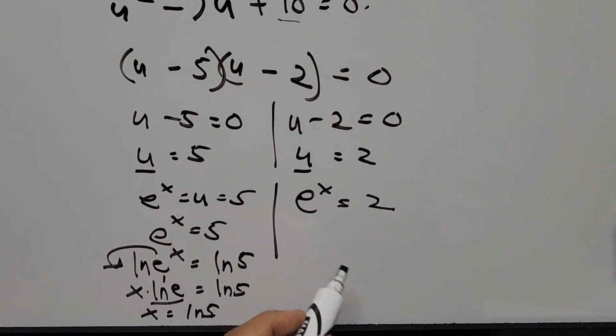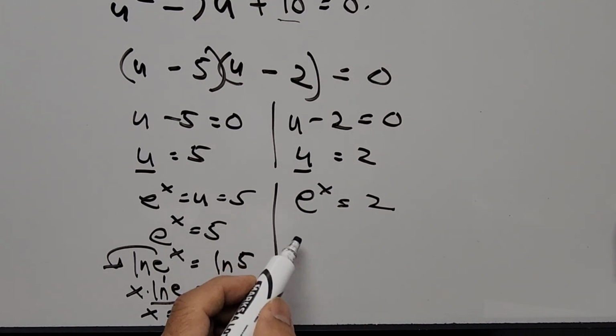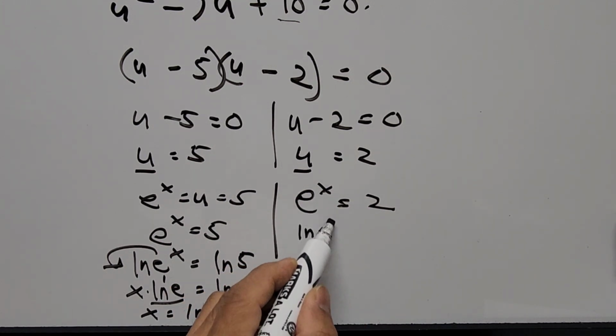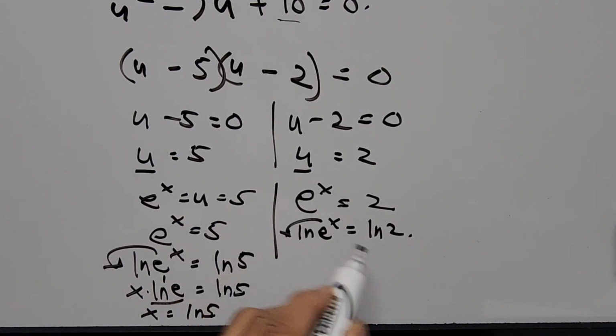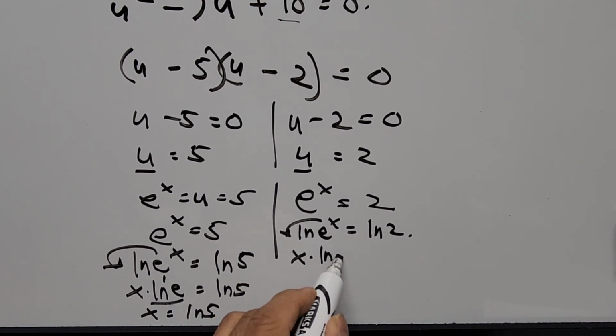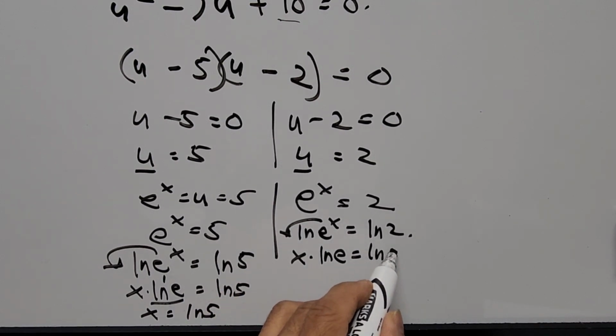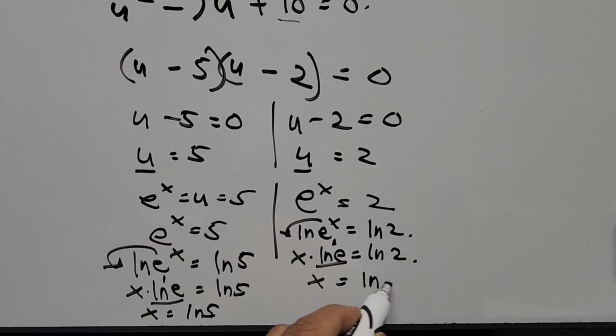And for the other value of x, taking the natural logarithm of both sides of the equation, natural logarithm of e to the power of x is equal to natural logarithm of 2. The same way, putting down x as coefficient, x times natural logarithm of e is equal to natural logarithm of 2. Once again, natural logarithm of e is 1, so x is equal to natural logarithm of 2. So we have two values of x: natural logarithm of 5 and natural logarithm of 2.